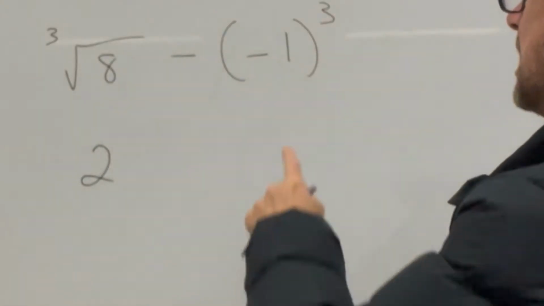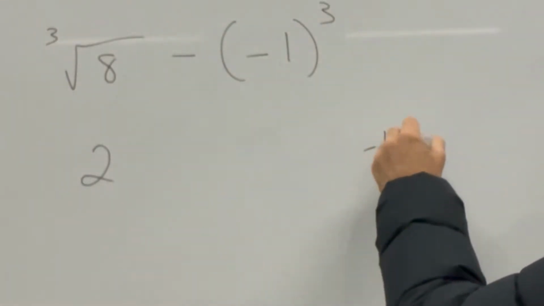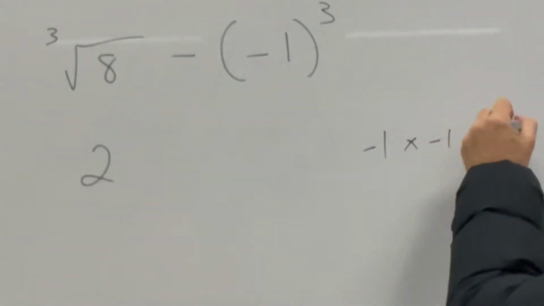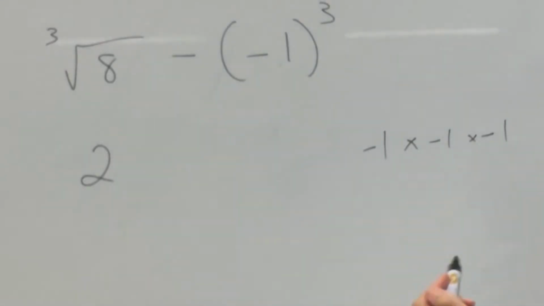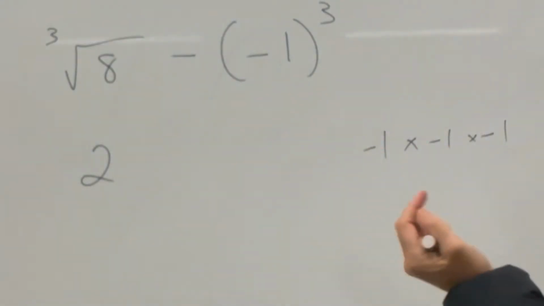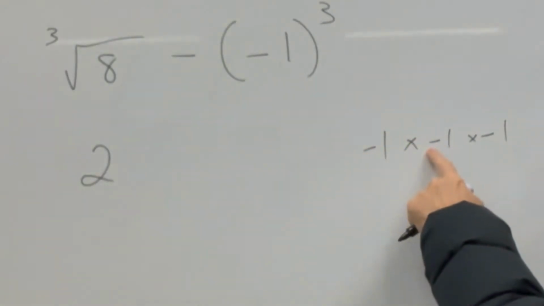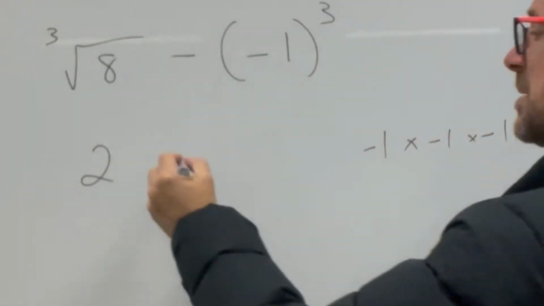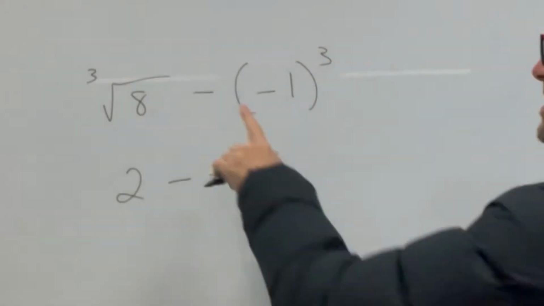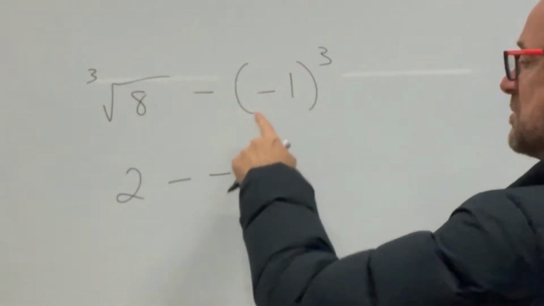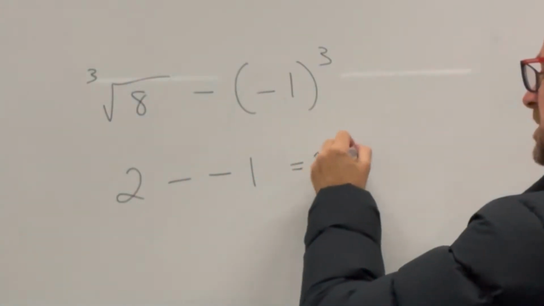And then -1 cubed is -1 times -1 times -1. So 1 times 1 times 1, the answer is going to be obviously 1, and you just have to decide whether it's going to be negative or positive. Well, a negative times a negative is a positive, times a negative is a negative, so it becomes take away 1. So this subtraction stays, this one becomes a negative, so that becomes 2 plus 1, and so the answer is 3.